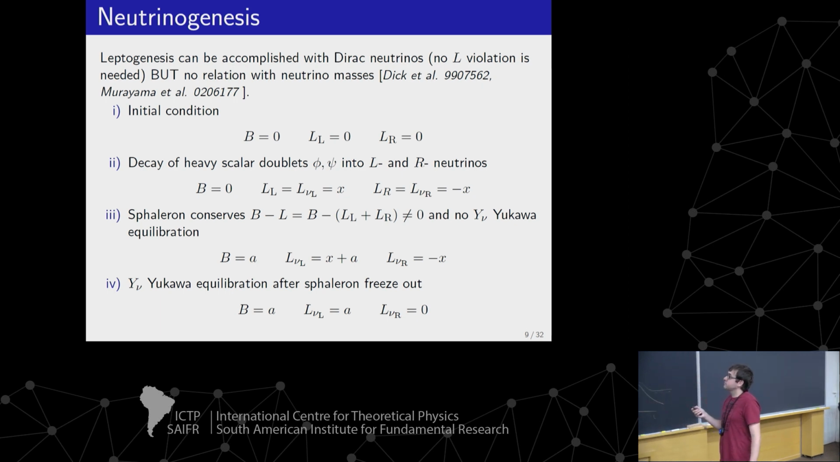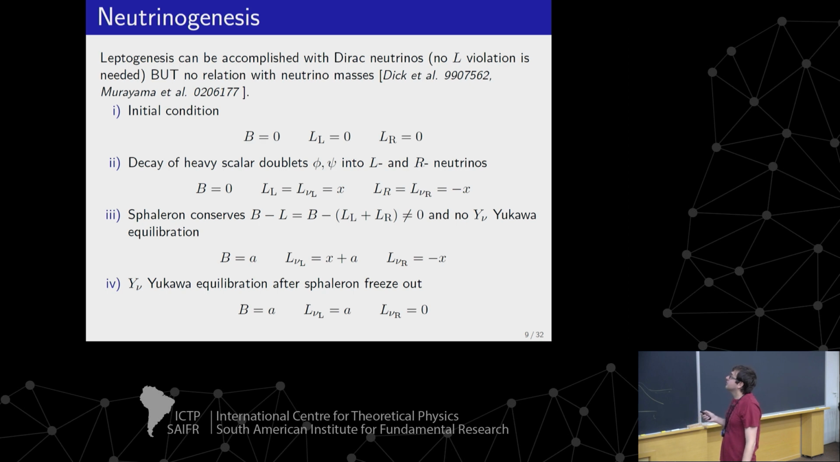Like heavy Higgses, for example. And then they decay into left and right neutrinos. What do you generate? B always remains 0. Then you generate an asymmetry in the lepton left that is X, and an asymmetry in the lepton right that is opposite. But then the idea is that the sphaleron acts only on the left-handed ones, and does not act on the right-handed ones.